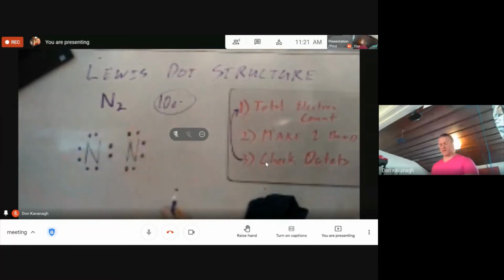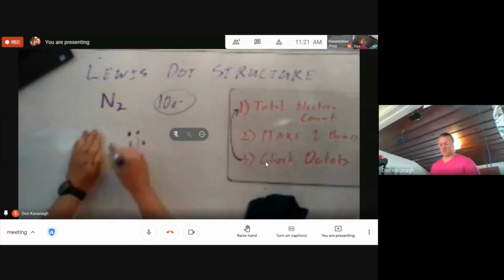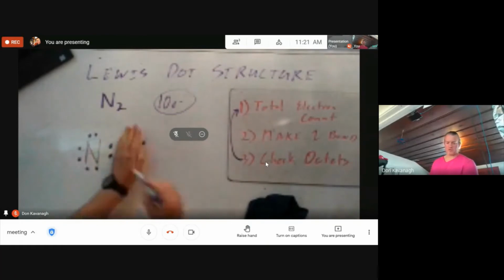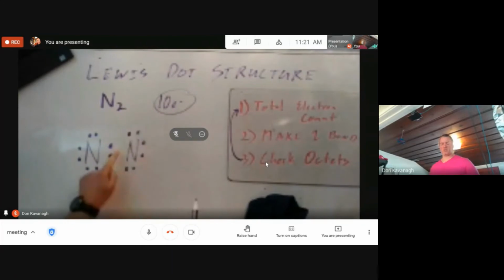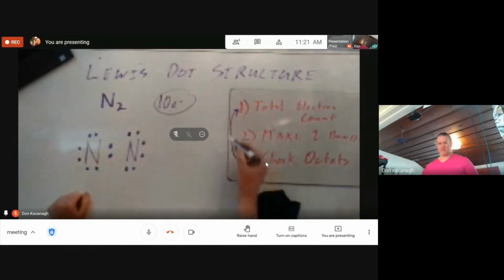When I was counting the octets, if you think I'm double counting the bond in between the nitrogens, you're correct. It is a covalent bond, a sharing of electrons. So it gets counted for both. So my octets are checked out. I'm going to make sure I only have 10 dots, electrons in my structure.